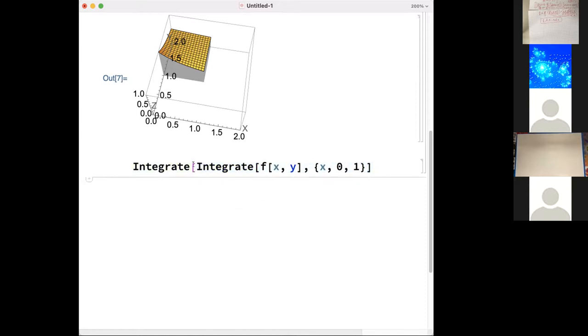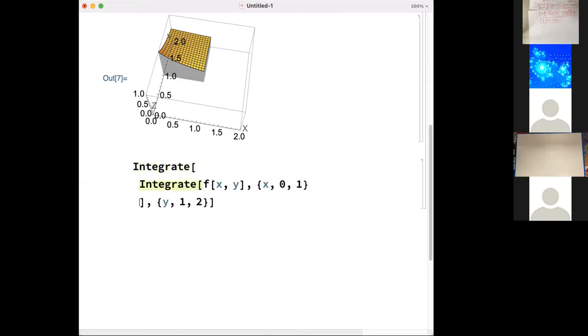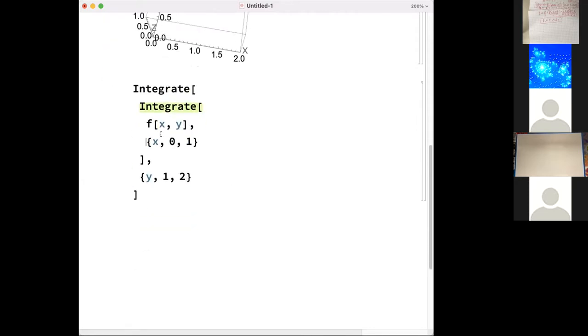Notice that this square bracket is pink, which means I haven't paired it yet. So I have to pair it, but then when I pair it, I get this red caret, which says, but aren't you going to put something here like the limits of integration? So y goes from 1 to 2. And then when I add that brace, it's happy. So literally I'm integrating from 0 to 1 and then integrating from 1 to 2. So integrate the function from 0 to 1 with respect to x, then integrate the function from 1 to 2 with respect to y. That's a little bit of overkill on the indentation. Let's see what we got.